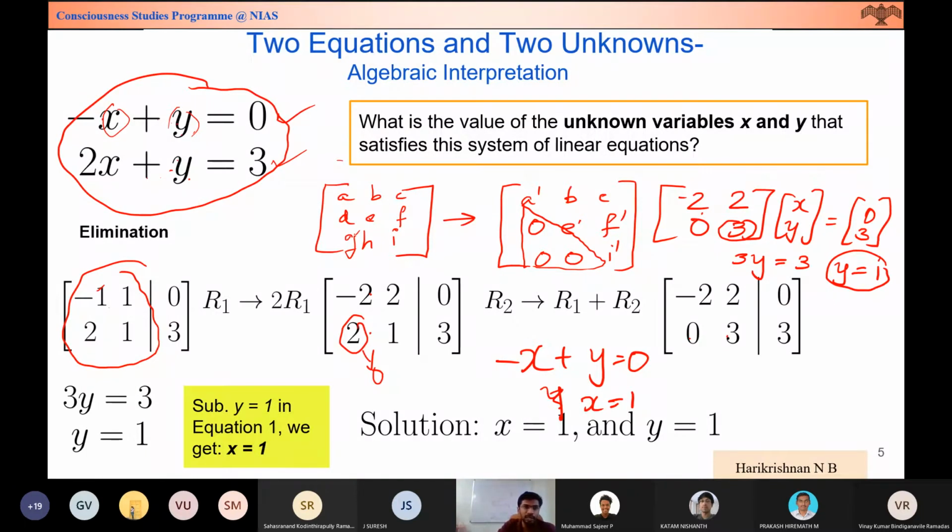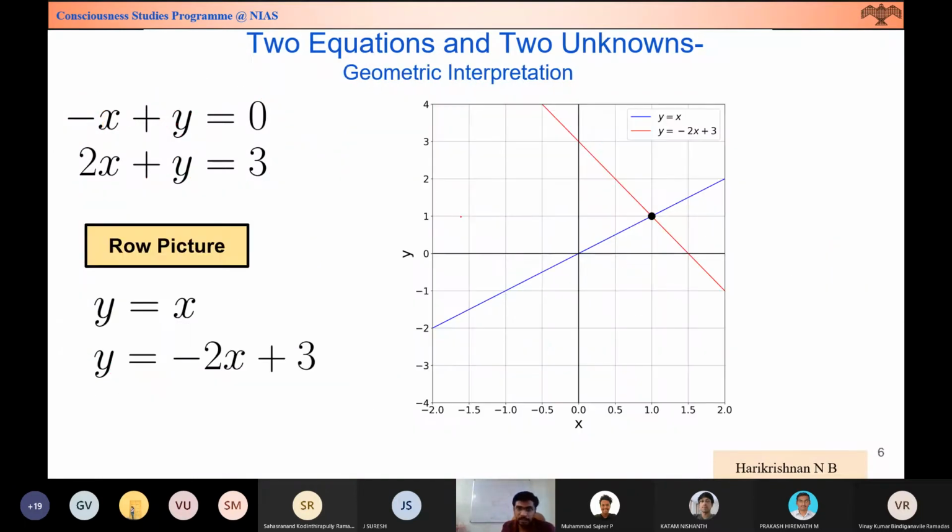What is the geometry of a system of linear equations? So let us take the first equation, minus x plus y equal to 0. This I can rewrite as y equal to x. So y equal to x is nothing but the equation of a line that is passing through the origin. So here you can see this blue line that is passing through the origin. This is the equation of this line, y equal to x.